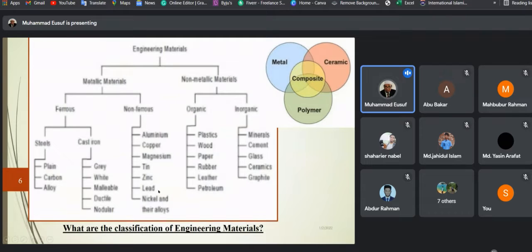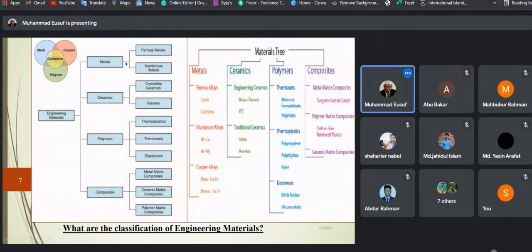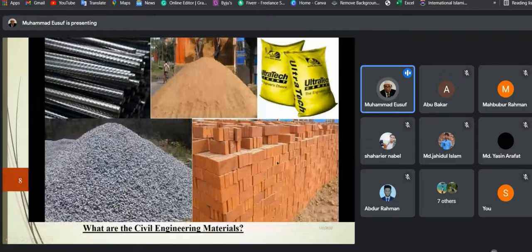Okay, the classification of the materials. Classification is explained in different ways, with an example of the materials. You see the most popular materials in civil engineering construction. This is called MS steel bar, mild steel bar. Okay, this is sand. This is stone chips, brick, cement.